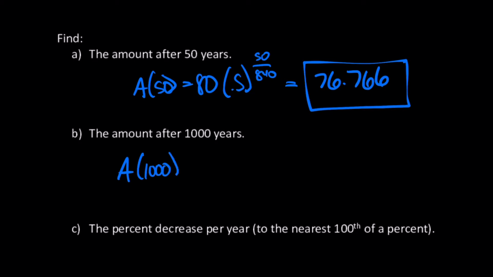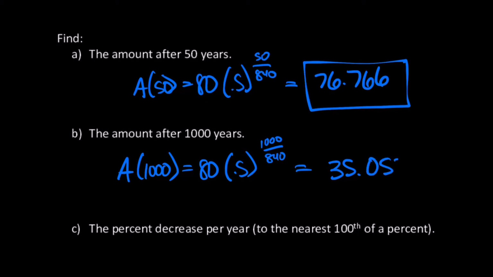A of 1,000. 80 times 0.5 to the 1,000 over 840. Throw that into the calculator. What do we get? 35.0527 out a few places. Again, which makes total sense. I know it's going to be a little bit less than 40.